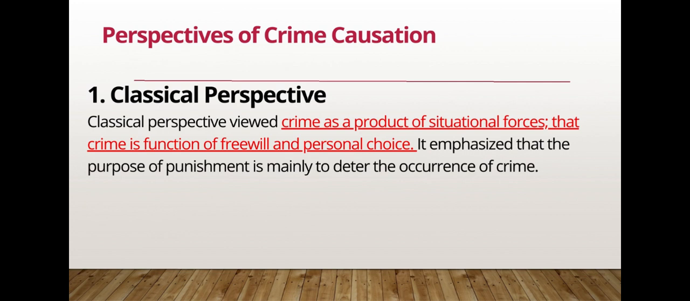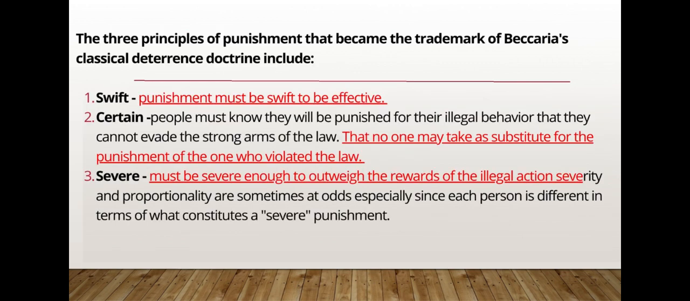First, the classical perspective. Viewed crime as a product of situational forces, that crime is a function of free will and personal choice. Ibig sabihin dito, yung crime daw is functions ng free will. Again, when we say free will, it is the ability of a person to choose between the right and wrong. For example, kung ang isang tao ay pinili niya mag-commit ng crime, ibig sabihin, he have free will. Yung pag-commit niya ng crime is a personal choice.